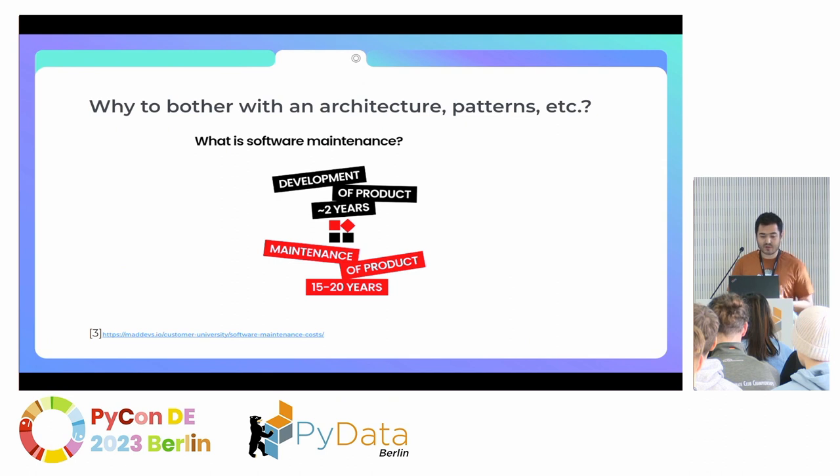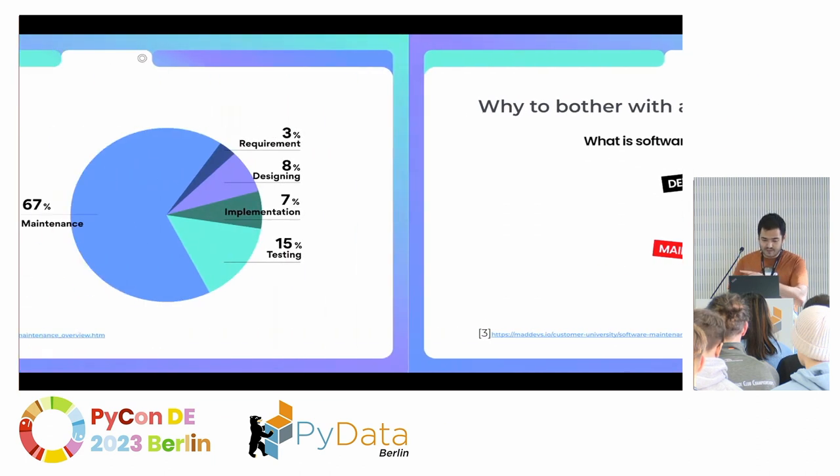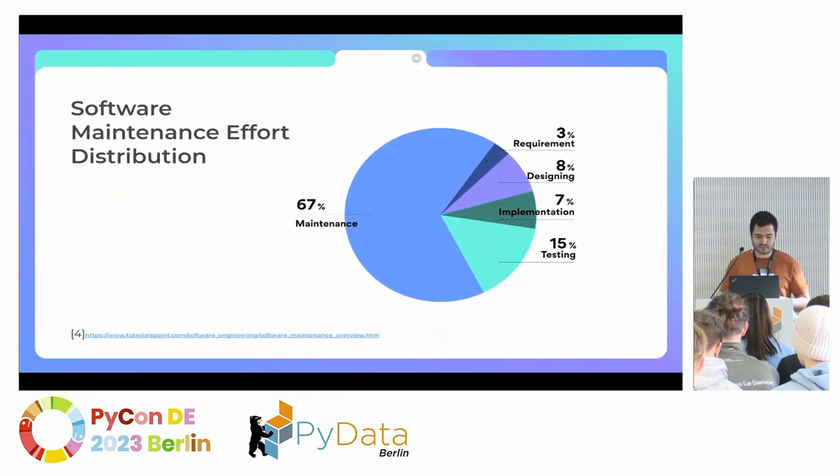Okay, the question can be why bother with architecture, patterns, and other stuff. The main topic is what software maintenance is. You can develop an application or product for two years, and if somebody is going to use your product, you are going to still be in a maintenance state for 15, 20 years, until, I don't know, bankruptcy or somebody acquires you and pays more money. This is the most crucial thing to remember about software. There is a maintenance effort distribution for software, and as you see, 67% of the effort goes to maintaining the software.